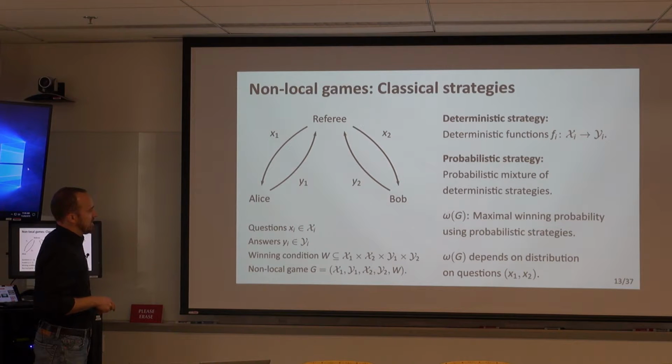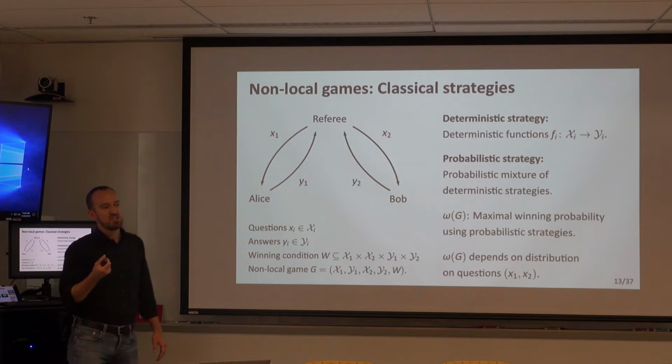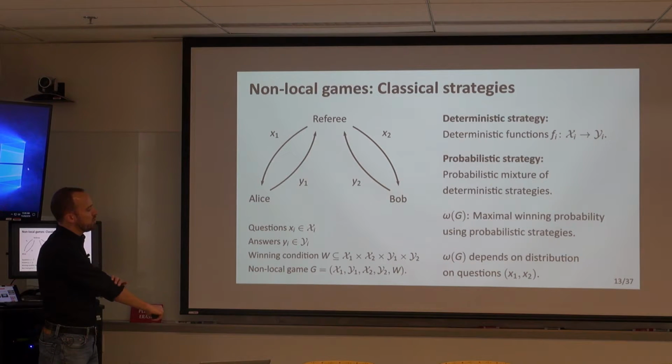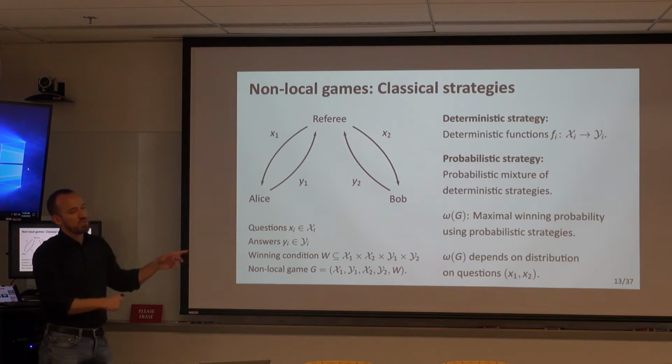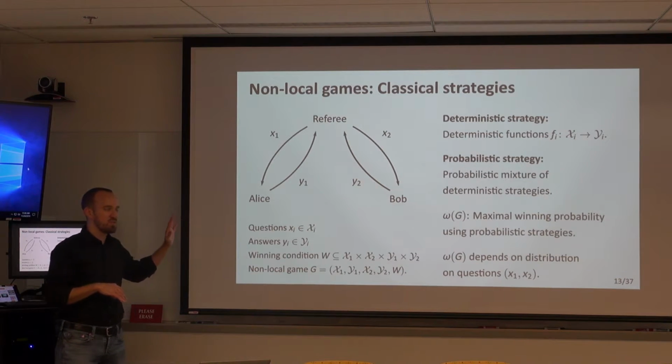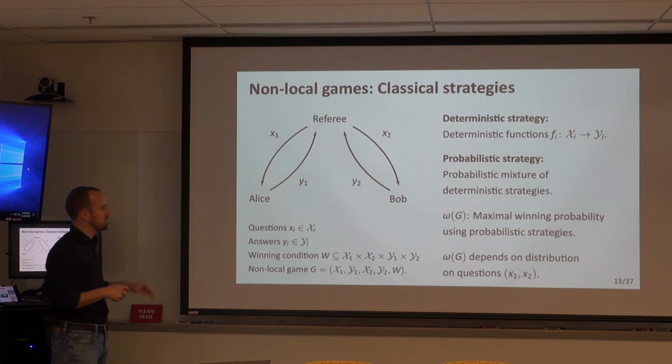And this winning probability depends on the distribution of questions that the referee uses to draw the questions. We will usually assume that this is a uniform distribution over the whole question set. And that's also how most results in non-local game theory are formulated.